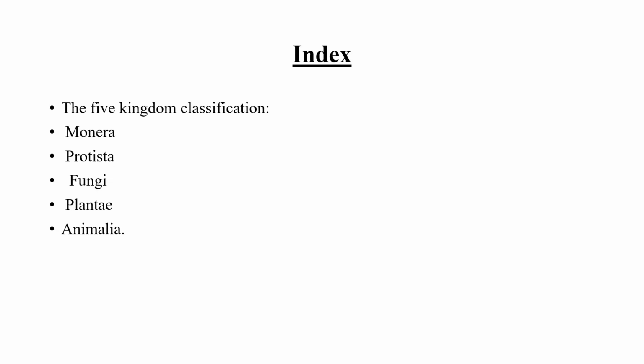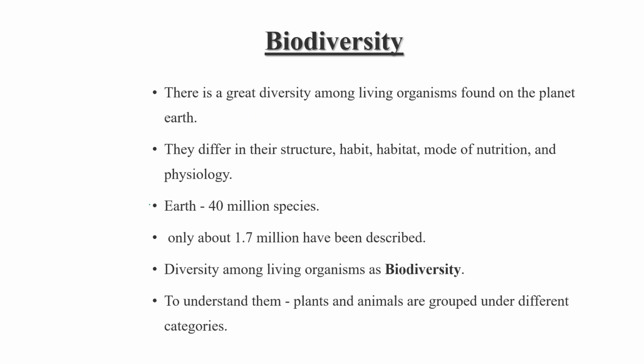And in today's video lecture, we are mainly discussing the 5 kingdom classification: Monera, Protista, Fungi, Plantae, and Animalia. So first of all, we must understand the term biodiversity. Bio means life, and diversity means variety. There is so much variety of life present on our planet Earth.